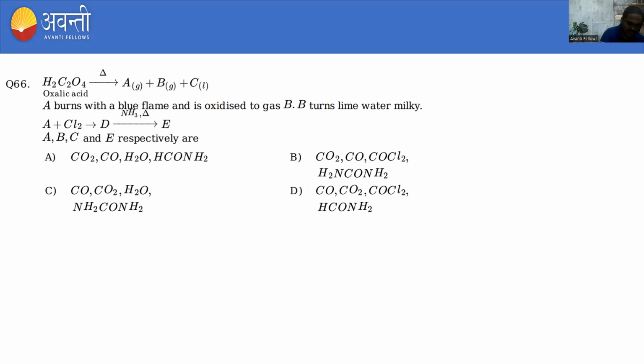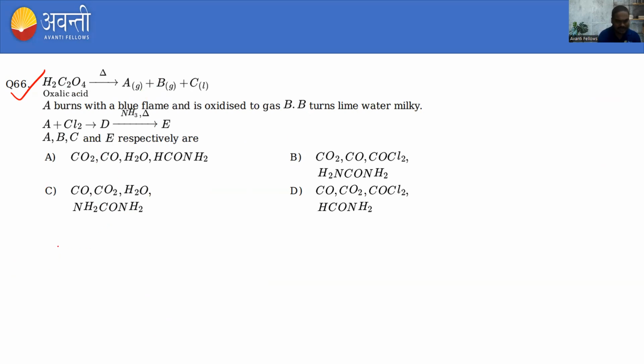Chalo bhai, move to the next question. That is, when the oxalic acid is heated, it will give A plus B plus C. A burns with the blue flame and it's oxidized to gas B. B turns lime water milky. So you have to identify this A, B, C, D, and E. So this is a very interesting question from organic chemistry. So whenever the oxalic acid is heated, you will get A, B, C.